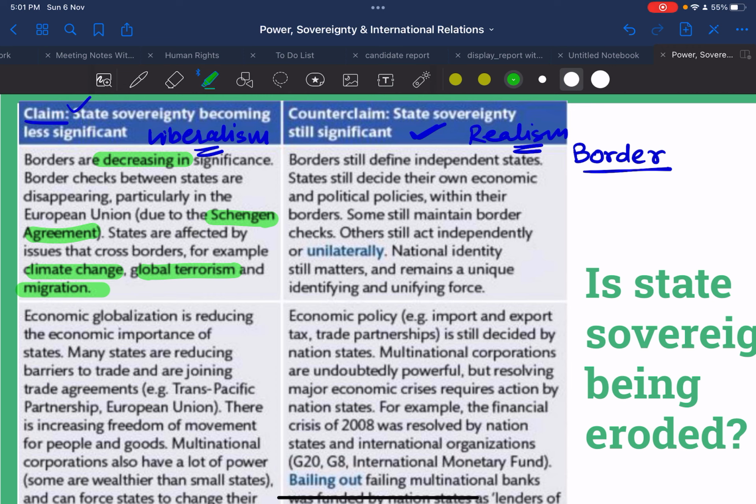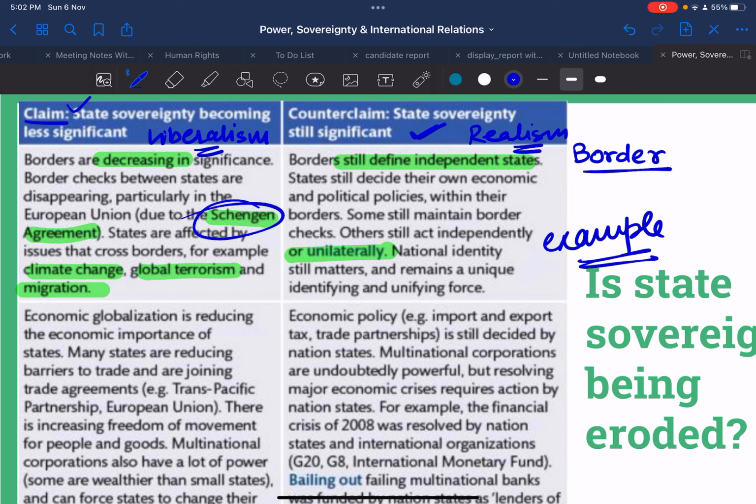However, borders still define independent states. States still decide their own economic and political policies within their borders. Some states maintain border checks. Others still act independently or unilaterally. National identity still matters and remains a unique identifying and unifying force, right? So this one says that it is still practiced. Now you have to tell me an example over here. One example is already written, which is Schengen, which you can use for the claim. You have to tell me which example you would use over here.